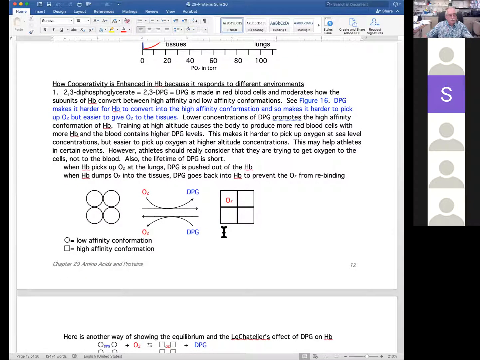So that cooperativity is enhanced because of 2,3-diphosphoglycerate. Okay. So 2,3-DPG makes it harder for hemoglobin to convert into the high affinity conformation. So it makes it harder to pick up oxygen, but easier to give it to the tissues.